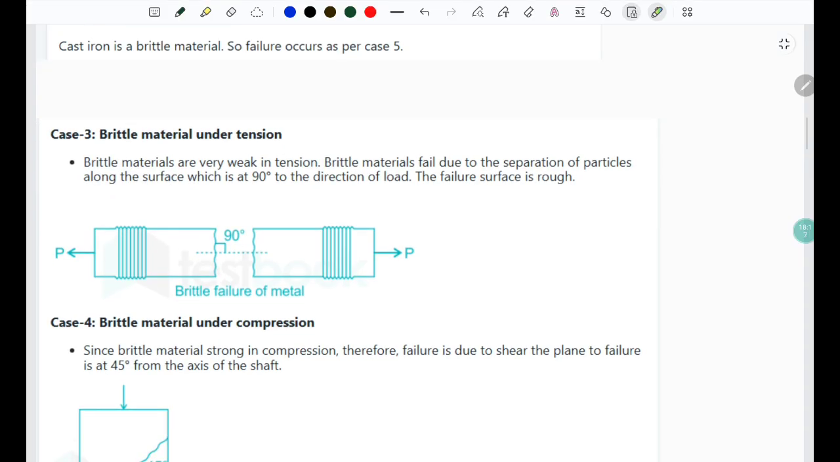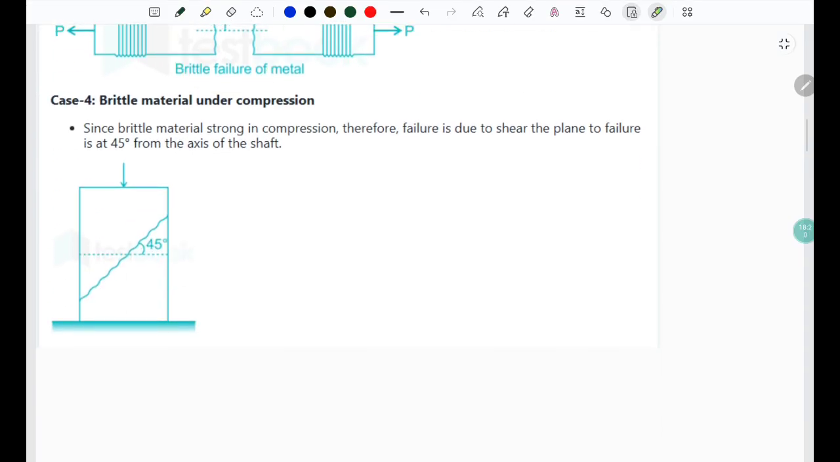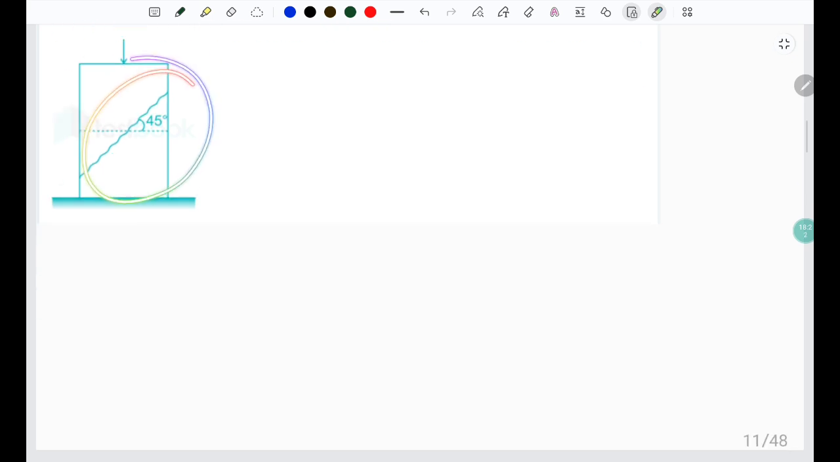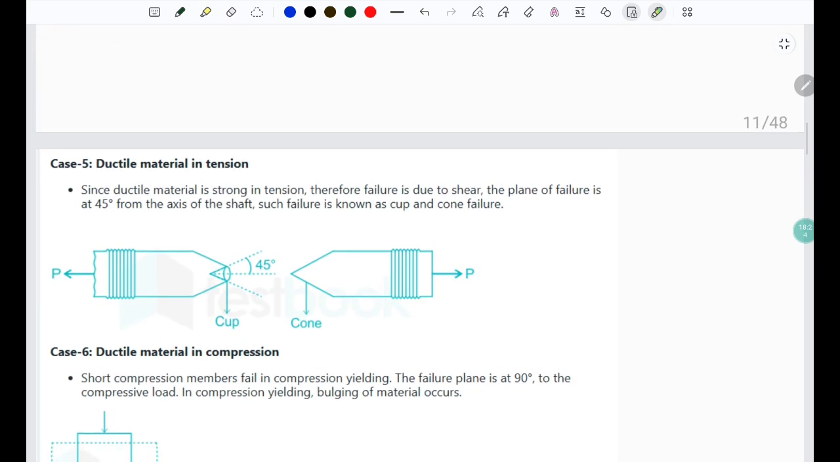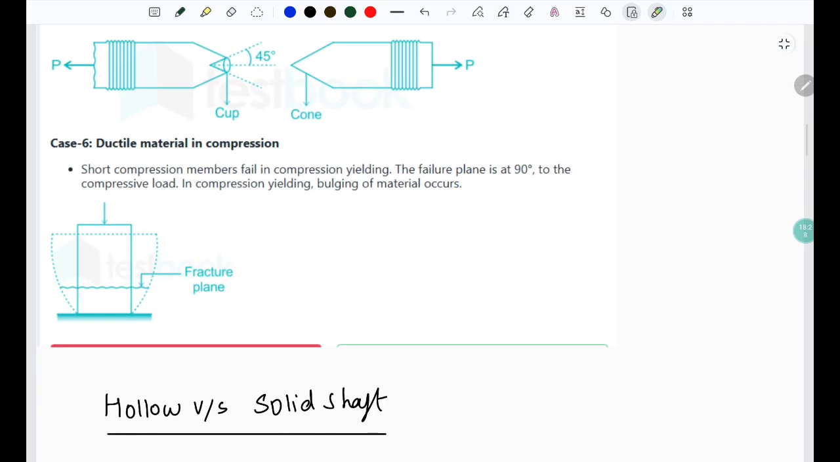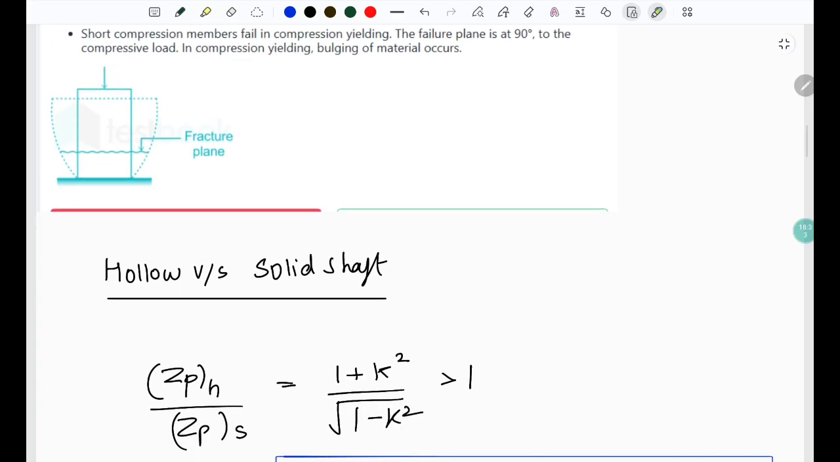Brittle material under tension gets a 90 degree. And brittle material under compression gets a 45 degree. Ductile material in tension gets a cup and cone or a 45 degree failure. Ductile material in compression gets a failure plane of 90 degrees.